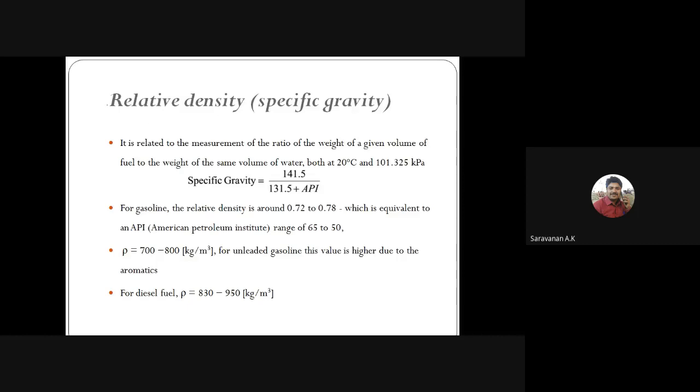So this we saw in the last class, right? See here, the density will be 700 to 800 kg per meter cube for the gasolines, and for the diesels it's around 830 to 950 kg per meter cube, right? So the relative density measurement will be taken at this condition.